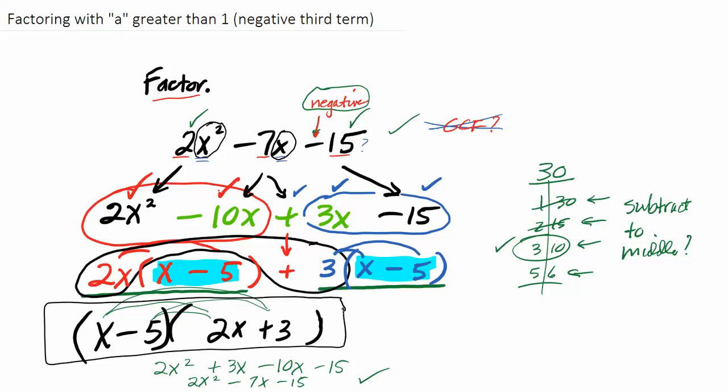So look at the next video to see how that would change it up in terms of how we write the signs. But anyway, we'll still have the same answer. You can't mess this up.